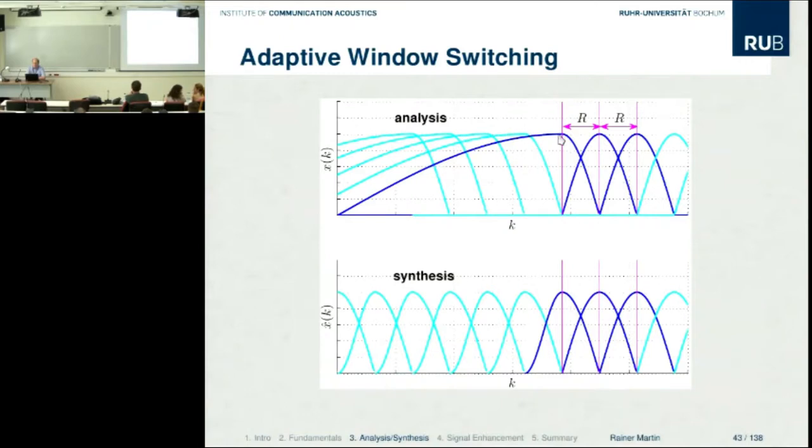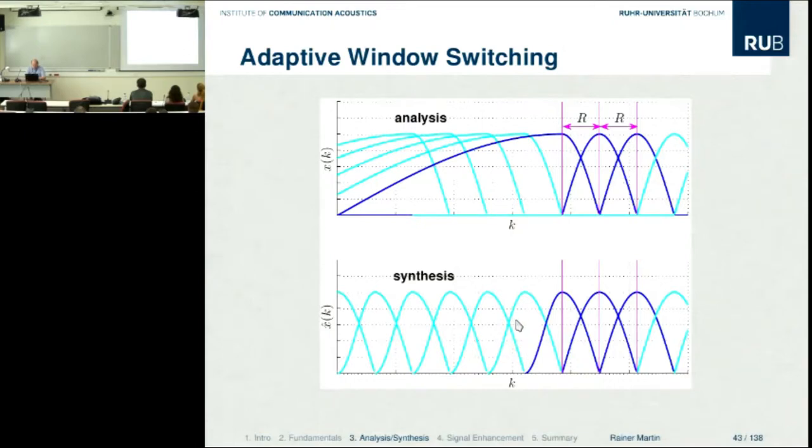Okay, so now here is another depiction of the process. The long window, and then here we switch to the short window and stay, for example, with the short windows. And the synthesis process also needs to switch the synthesis window, but we always use a short synthesis window. So now back to the question, why is the delay identical to the length of the synthesis window?